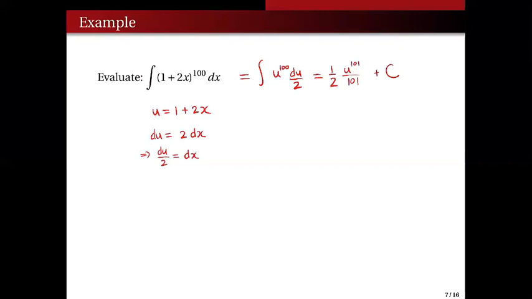And we bring back the original variable, your u, it's 1 plus 2x. So this becomes 1 plus 2x raised to 101. And on the denominator, we have 2 times 101, that's 202, plus the arbitrary constant c. So this is now the integral of 1 plus 2x raised to 100 dx.